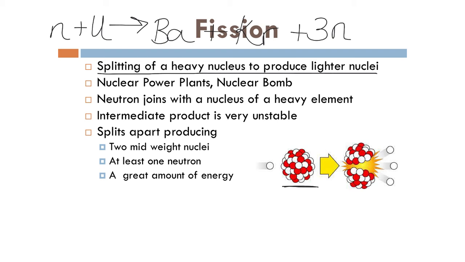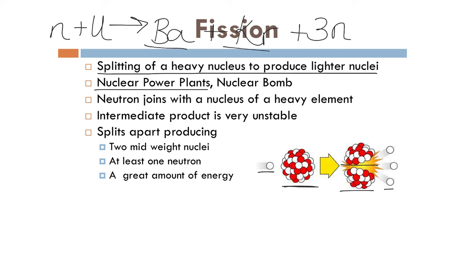So you have uranium or plutonium that is hit with a neutron. That causes the uranium or plutonium to split apart, making two midweight nuclei, such as barium and krypton, and then additional neutrons. Those additional neutrons go on to hit additional uranium atoms, and then you get a chain reaction. So, this is the reaction that occurs in a nuclear power plant.